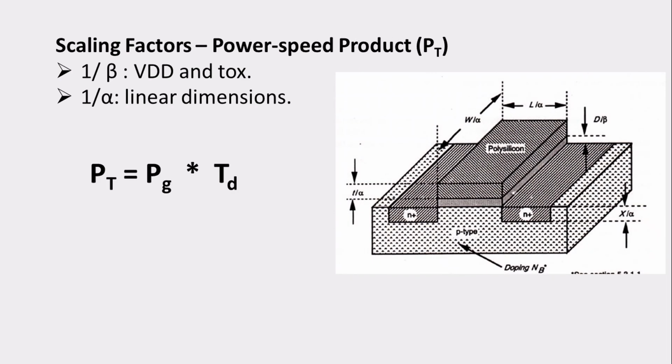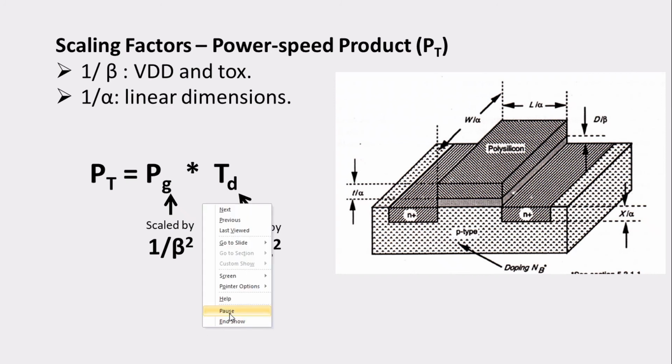Moving on to the next slide. The power speed product can be given in terms of Pg into Td. Pg is power dissipation per gate, and Td is delay. Pg we know has been scaled down by a factor of 1 by beta square, and Td is scaled down by a factor of 1 by beta. So this beta and this beta will get cancelled, and we are left with 1 divided by alpha square into beta.